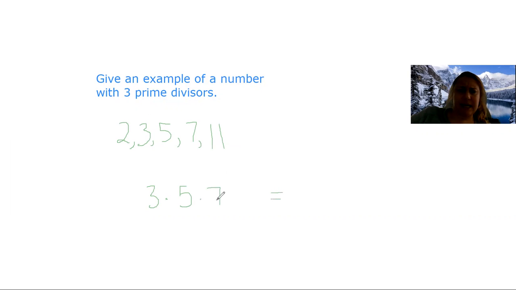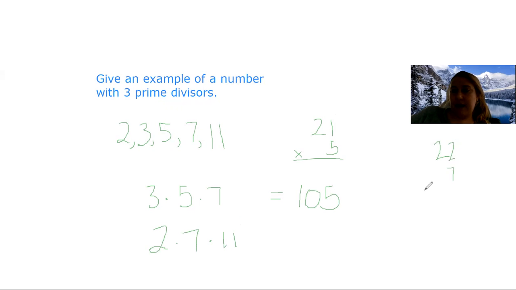Like this would be, let's see, I can do this in my head because 21 times 5, that's 105. All right, so that would be an answer. Or, 2 times 7 times 11. So let's see, that's 22 times 7. And that would be 154.